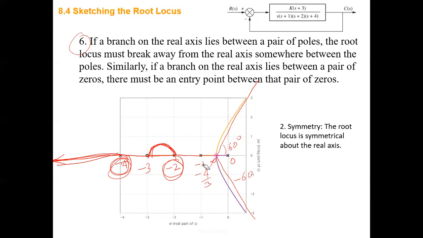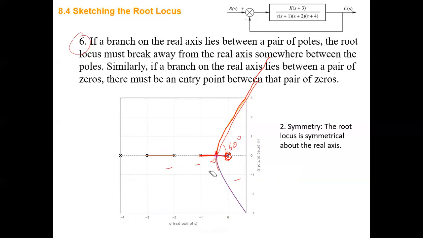Now, how about negative 1? Negative 1 goes like this. Negative 1 goes from here and breaks away here. Remember, break away at 90 degrees and goes along this asymptote towards infinity. And this one goes along this and breaks away again to infinity. We kind of know the pattern of the root locus now. Does it make sense?